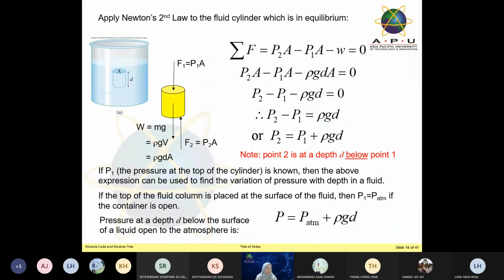Okay. So this is the formula for anything which is inside the fluid. We must know which formula to use. So if the top of the fluid column is placed at the surface of the fluid, then P1 equal to P ATM if the container is open. So it will be different if the container is closed.